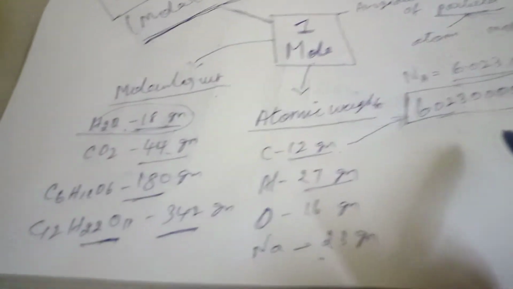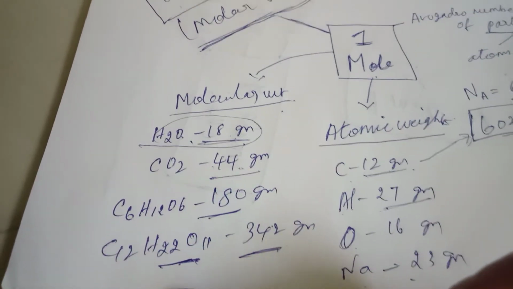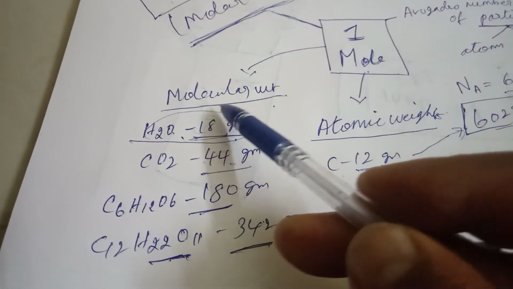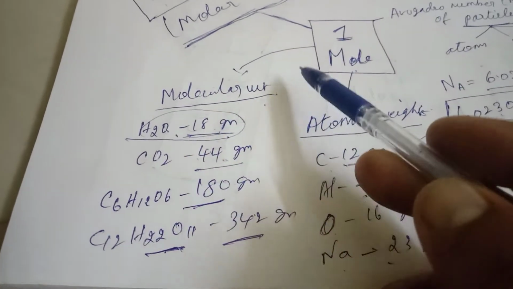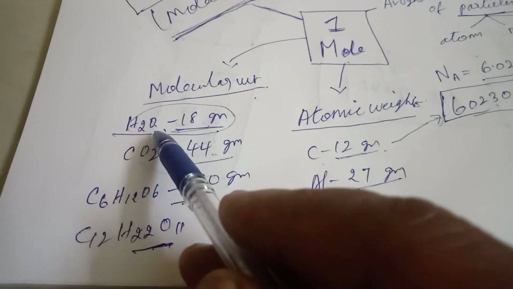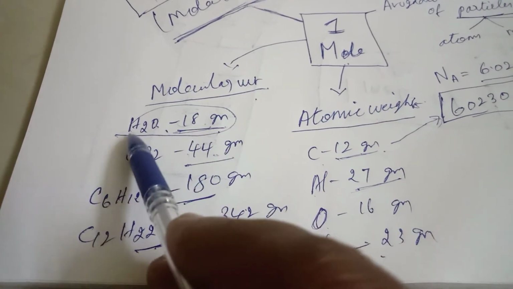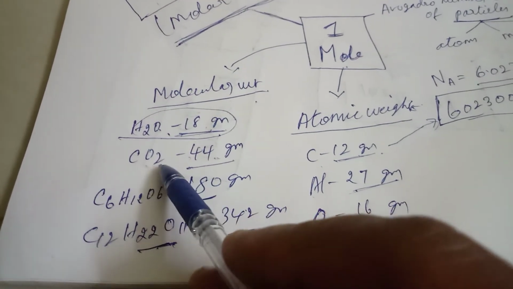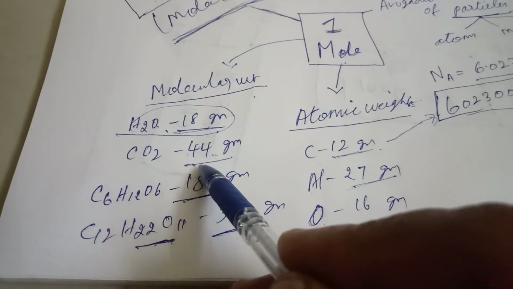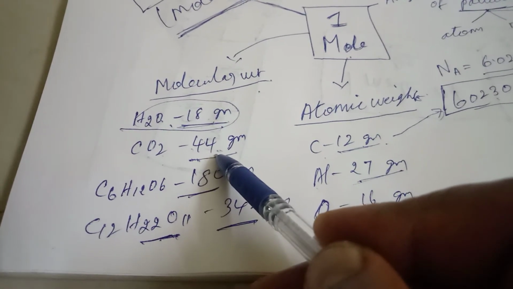Then next one, molecular weight. One mole is equal to molecular weight. For molecules, molecular weight. For atoms, atomic weight. If we take water, its molecular weight is 18 gram. So that is one mole of water. Molecular weight of CO2 is 44 gram. So 44 gram of carbon dioxide is equal to 1 mole because it is its molecular weight.